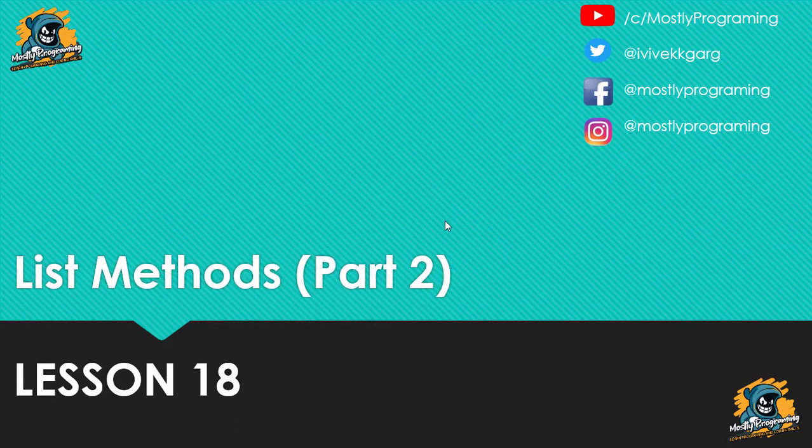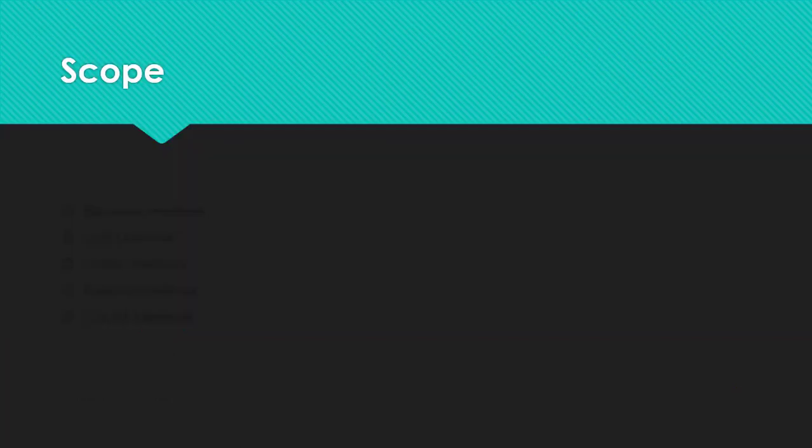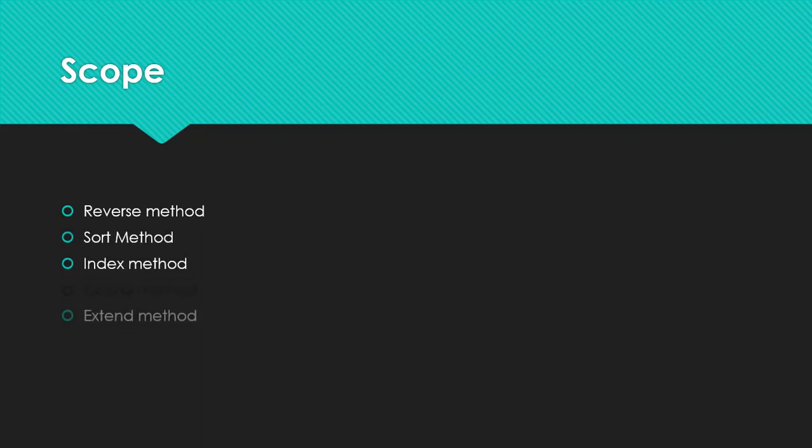This is in continuation to lesson 17, where we discussed the modification of a list using various list methods. The scope for today's lesson is we are going to see the reverse method, the sort method, the index method, the extend method, and the count method. Also, we are going to see some example Python scripts. So without any further ado, let's get started.